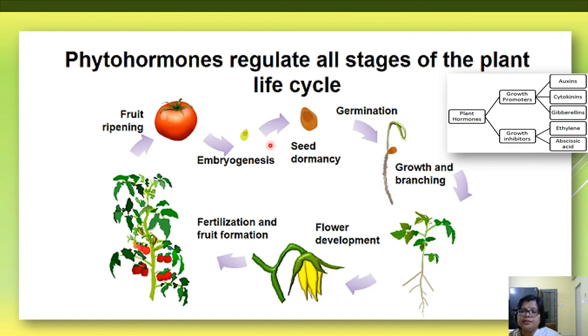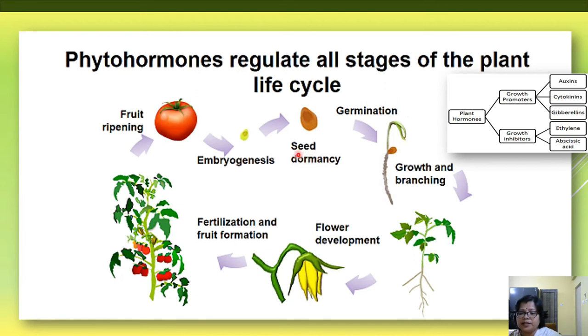Now, if we start from seed dormancy to the ripening of the fruit, we find different types of phytohormones regulate different types of physiological activities. What is dormancy? Dormancy is the period when the seeds do not germinate, even though suitable environmental conditions like light, temperature, oxygen, and humidity are provided.